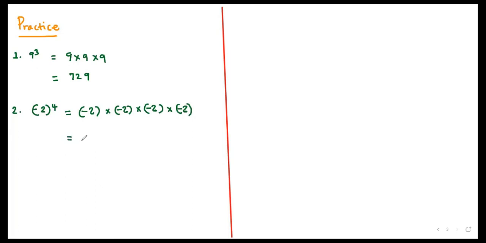16. Very good. And what if we have the negative of 5 cubed? What do we have? Negative 5 times 5 times 5. Like this? Yes. You can just include the brackets to show that everything here is negative. So what is your answer?